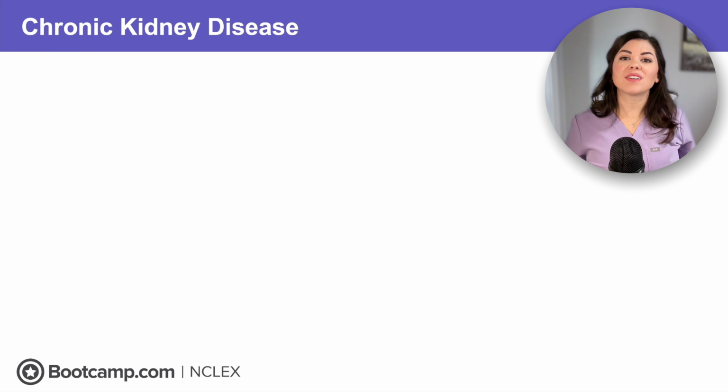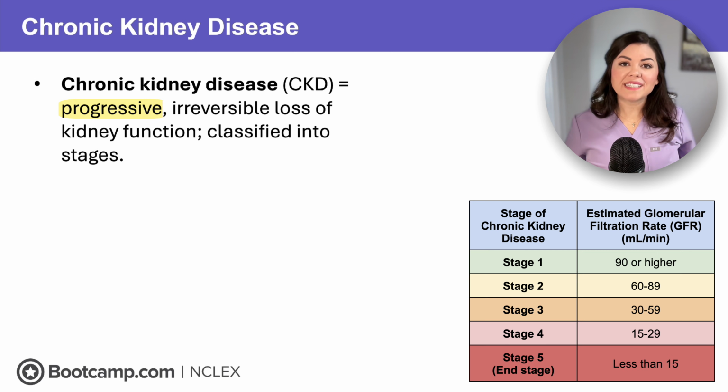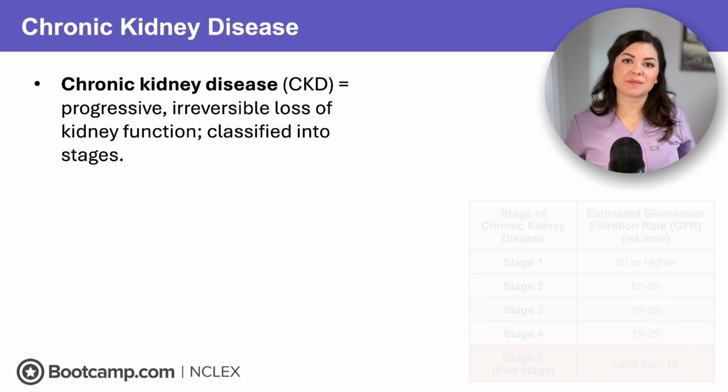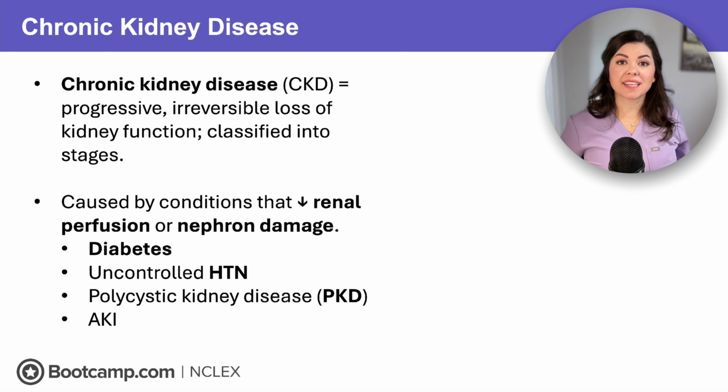Now, let's talk about CKD, which is a progressive and irreversible loss of kidney function. And unlike AKI, which can improve, CKD worsens over time and is staged by the GFR measurements. CKD is typically caused by anything that damages the small vessels like diabetes or hypertension, or things that damage the kidneys themselves like polycystic kidney disease or acute kidney injury.